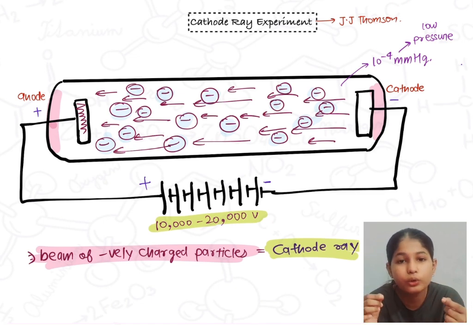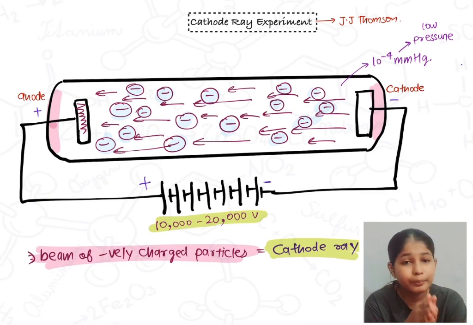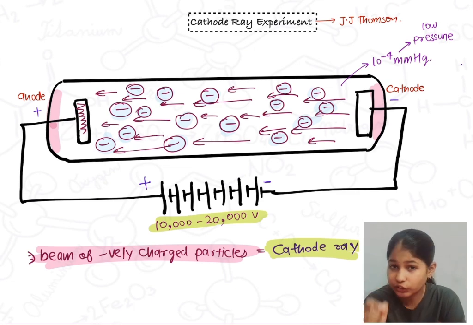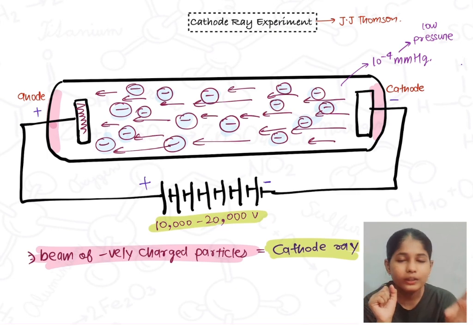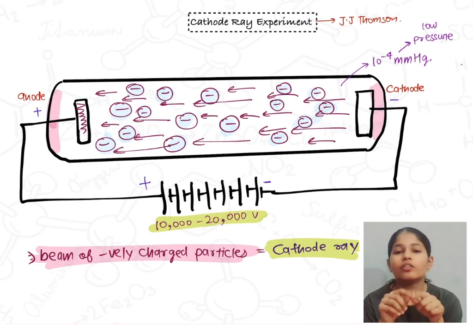Inside that hollow tube, 2 electrodes were there, and inside that hollow tube there was low pressure which was maintained, which was about 10 raised to the power minus 4 mmHg. Now these 2 electrodes, negative and positive. Positive means anode, negative means cathode. Now these 2 electrodes were connected with the electrical source.